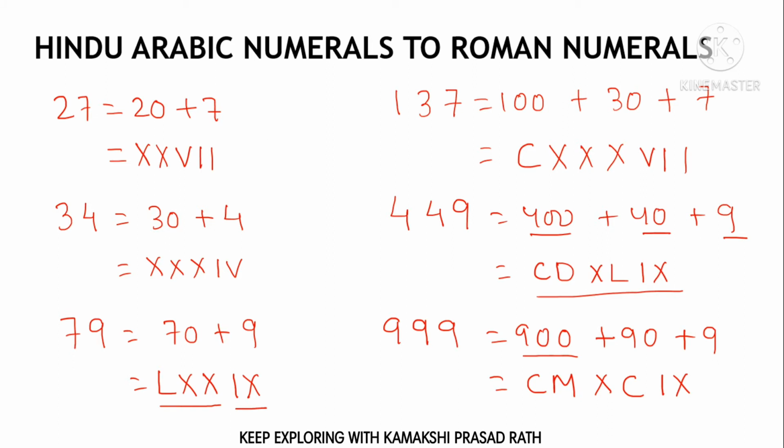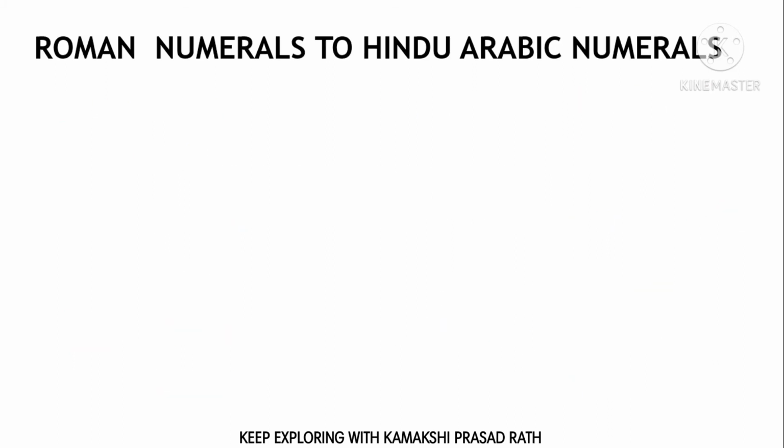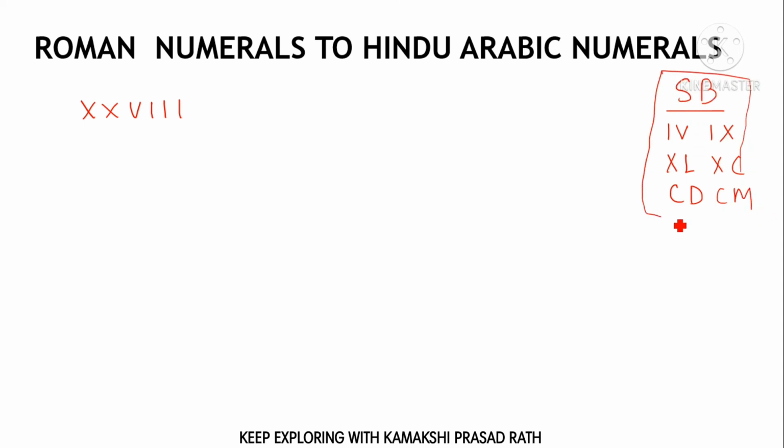So moving on now, we'll see some Roman numerals to Hindu-Arabic numerals. Suppose Roman numerals are written like XXVIII. Whenever Roman numerals are given, first identify any small-big groups. We know the small-big groups: IV, IX, XL, XC, CD, CM. If we don't have them, we have to first look for these groups.